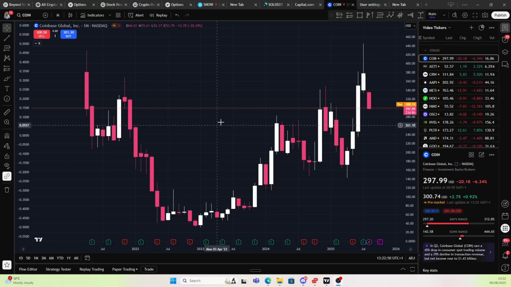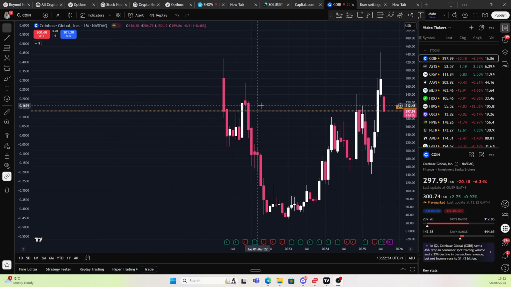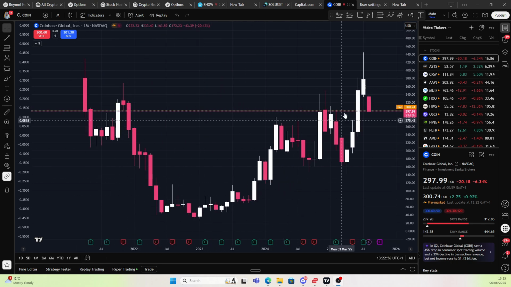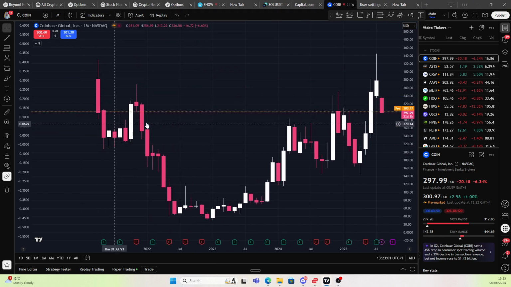Right, so this is how I would break down the Coinbase chart. As we see, perfect little U shape. So what sticks out to me here? Typically when I get a chart like this, I will look to establish levels.